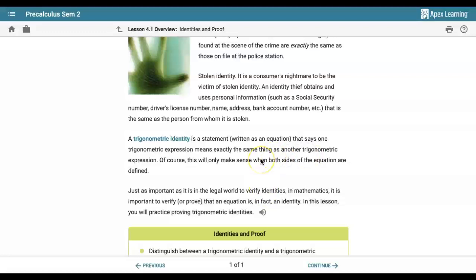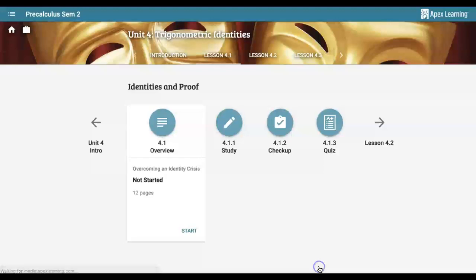Then what we're going to deal with is again this thing called a proof, or verifying, proving that an equation is what it says it is. So when we prove an identity, what we're going to do is find and verify that those two equations or two statements are equivalent to each other or are equal to each other. So that's what this is really talking about here.